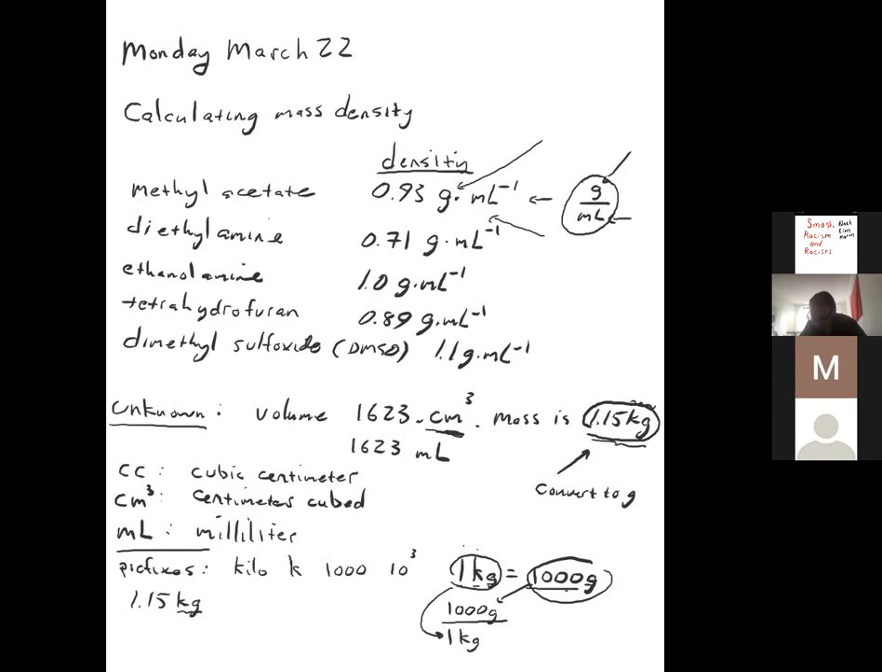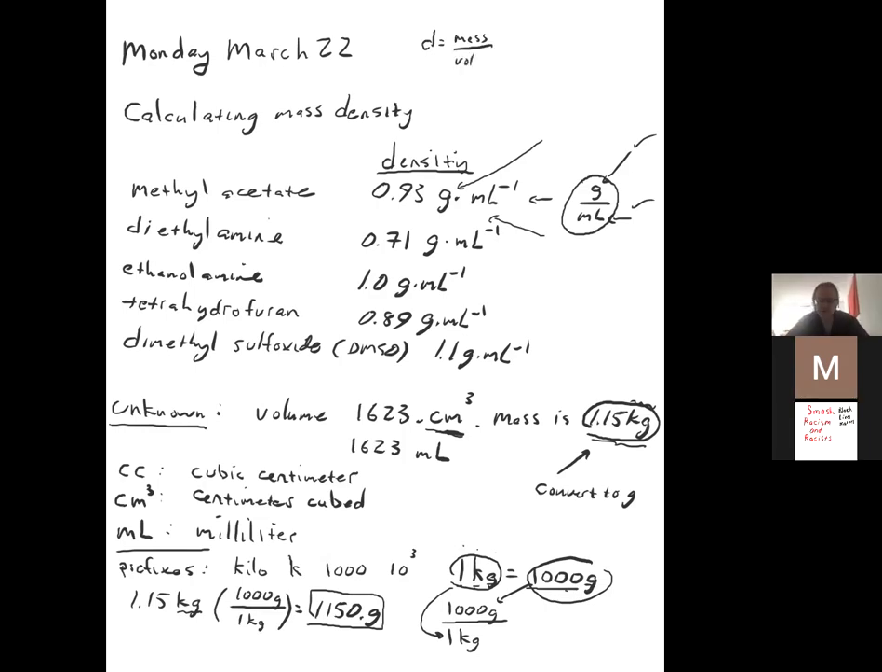Okay, so let's multiply it by that ratio. So times 1,000 grams over a kilogram. And so you get 1150 grams. I'll put the decimal point there. So there's our mass. And now we have both units for density. Density is mass over volume, pretty straightforward. So I'll work that up over here. Density is mass over volume.